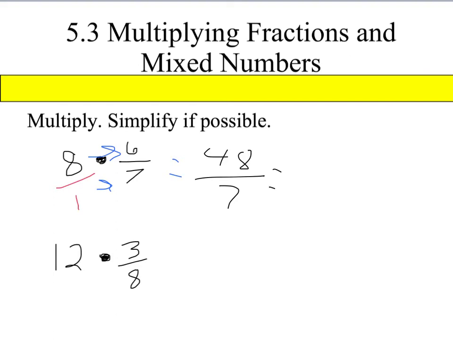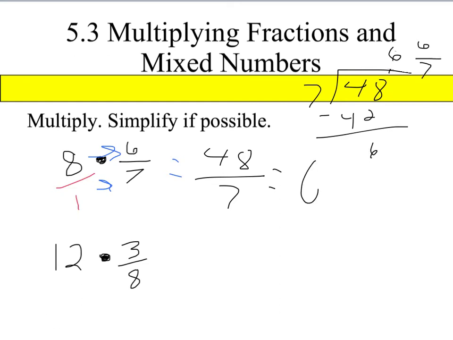I'm going to put this as a mixed number. So when I put this as a mixed number, remember, I take 48 divided by 7, and whatever my remainder is, it's going to be my new numerator. So 7 goes into 48 6 times, not twice. What's going on here, Mr. Sheeman? Come on. 6 times 7 is 42. Subtract, I get 6. I get 6 and 6/7. So my answer, 6 and 6/7.